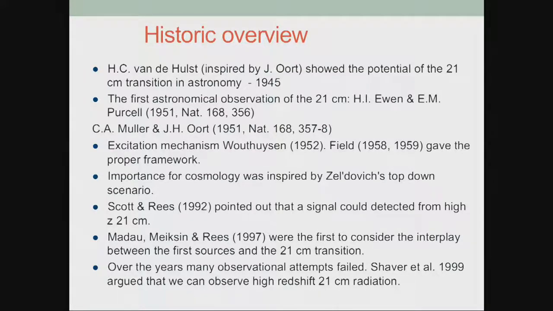And then it became a kind of competition. Who would see it first from our galaxy? And there were two groups working on it, one in Harvard by Ewen and Purcell, and the other one is Oort himself. And the Dutch were ahead of the rest.